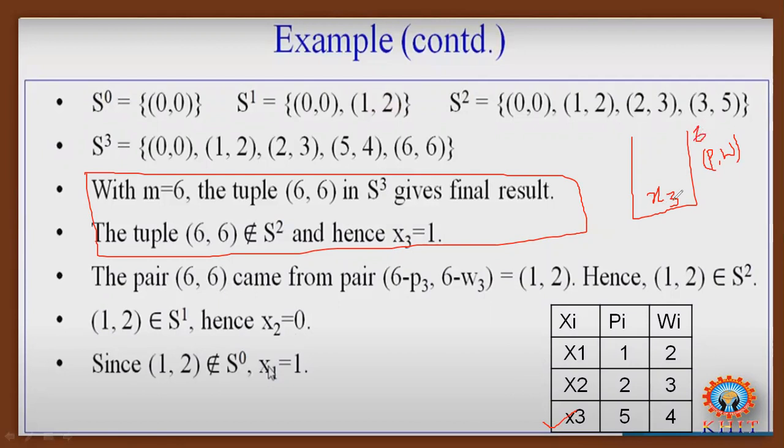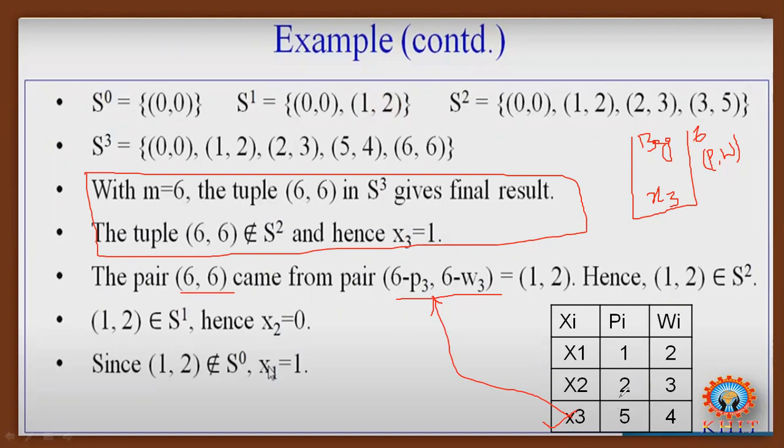Once the third item is placed in the bag, if you want to place the next item into the bag, you need to subtract the weight of the already placed item. So here the pair 6 comma 6 came from the pair 6 minus P3, 6 minus W3. Once the third item is placed in the bag, you subtract the profit and weight from that pair.